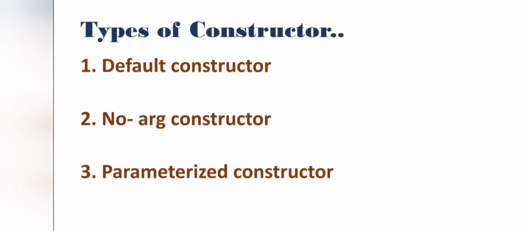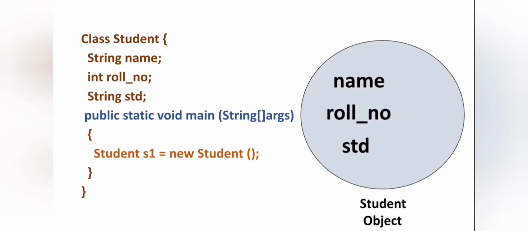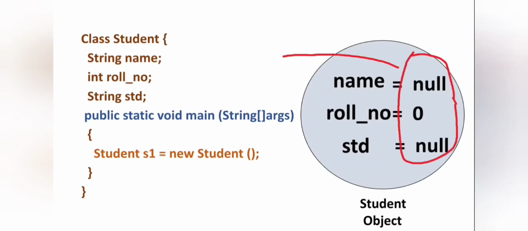But if we forget to write a constructor in our class and directly create an object, then what will happen? In this situation, the compiler internally or implicitly creates a constructor with zero arguments, that is no arguments, and gives default values to an object. Now see here, we do not declare any constructor in this class, and when we run this code, a student object will be created with its fields and values. These values are the default values given by a default constructor.